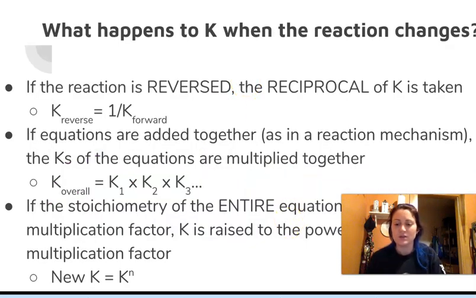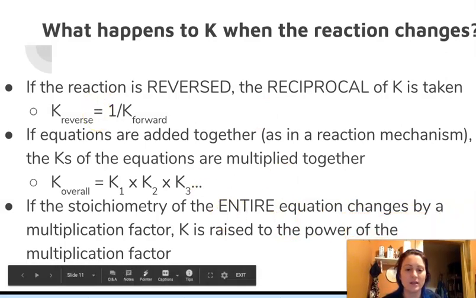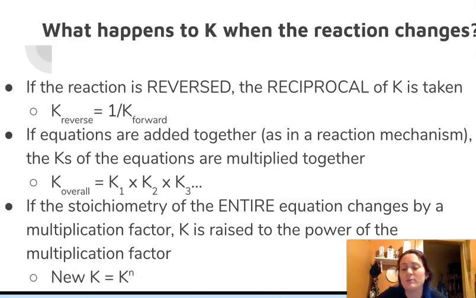Alrighty. So what happens to the equilibrium constant when the reaction changes? How do we manipulate the equilibrium constant for a changing reaction? We're going to go through these one by one.